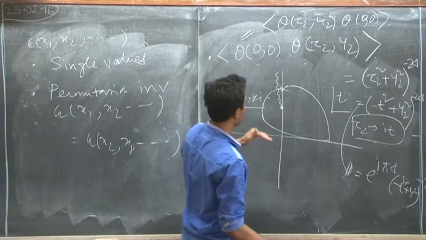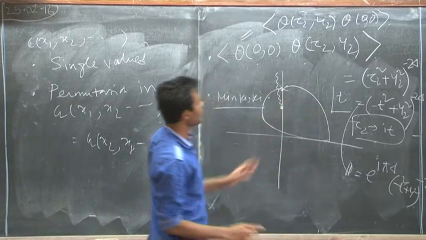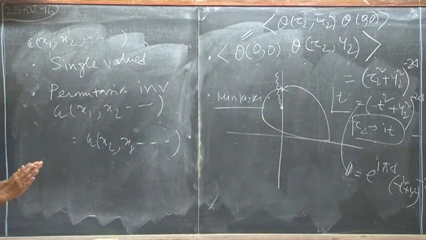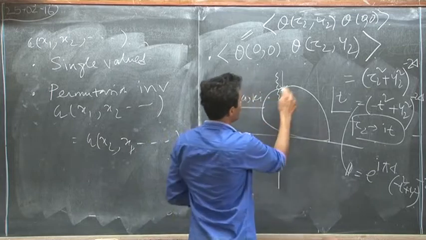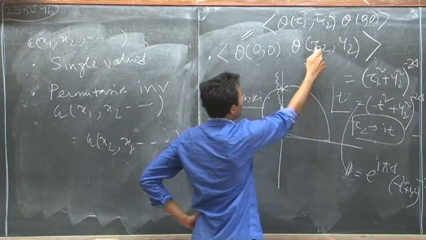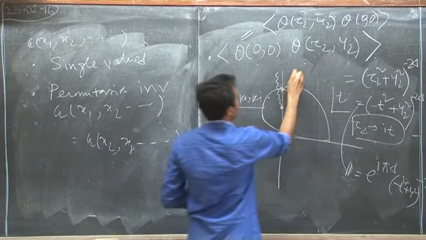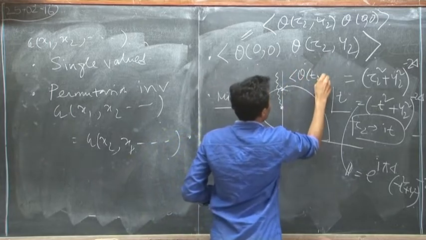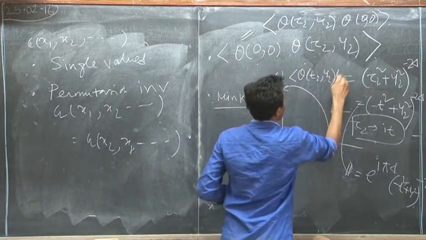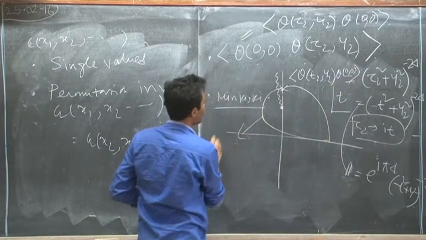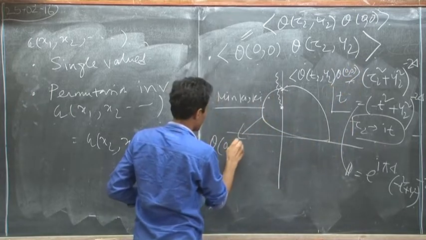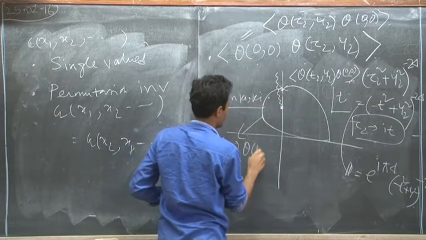But in the Minkowski, we see that depending on the path, I have 2 different choices. Let me choose my operator ordering. I'll say this is time ordered, and I'll assume tau 2 to be greater than 0. So this I'll say is the same as t2 y2 theta 0 0. And this path is going to give me theta 0 0 y2.